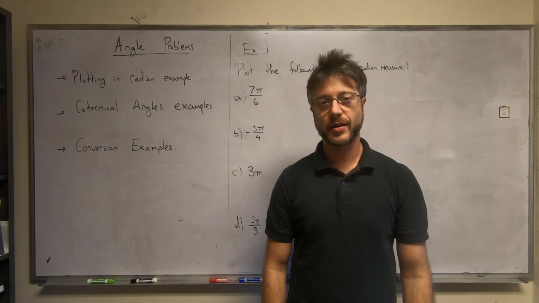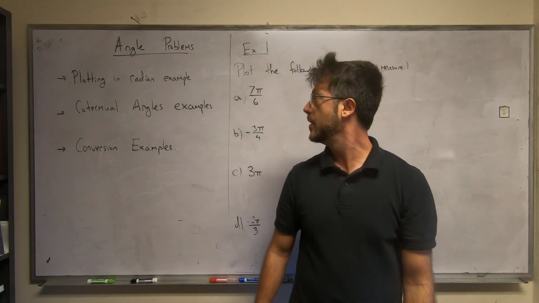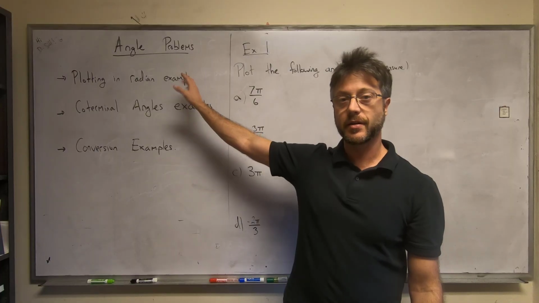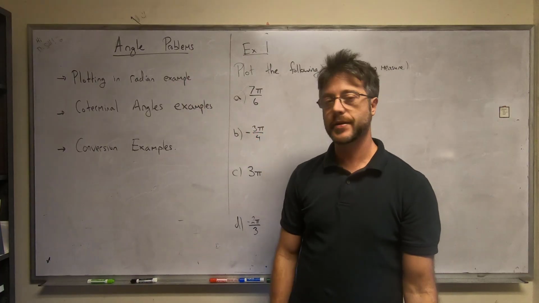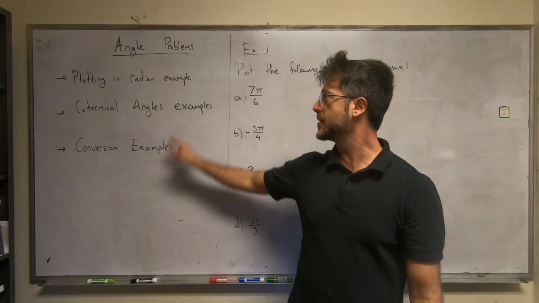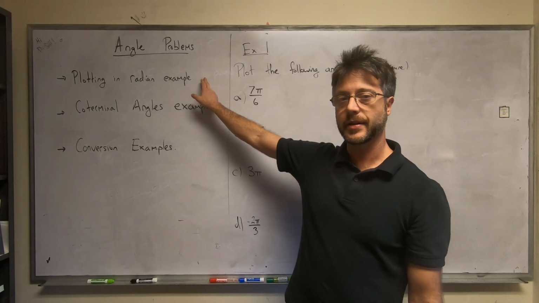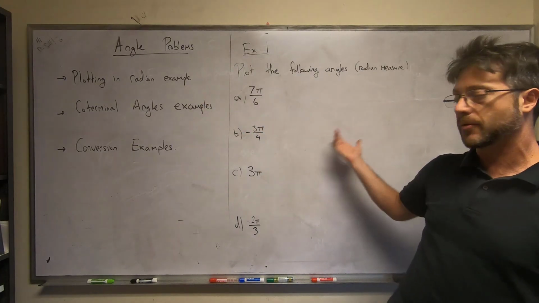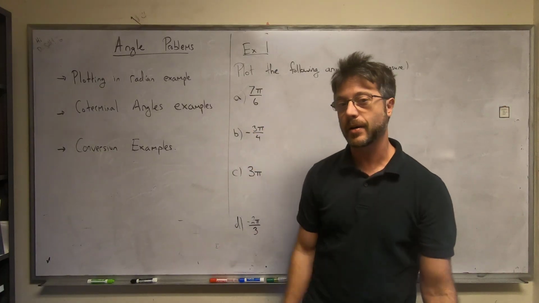Hello class, in today's lecture video we're going to cover some examples related to our most recent section on angles. Namely, we're going to look at the following three types of problems. First up, plotting angles in the radian measure. As you can see on the board, the first one is prepared and ready to go.